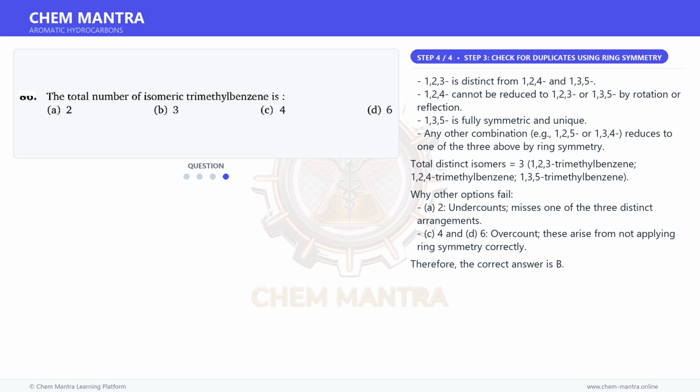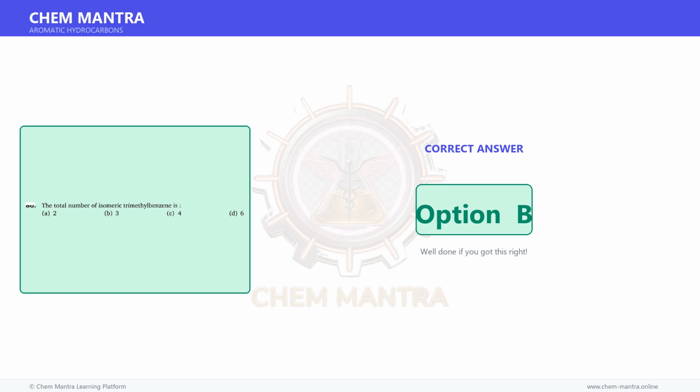Why other options fail? A. 2 undercounts, misses one of the 3 distinct arrangements. C. 4 and D. 6 overcount; these arise from not applying ring symmetry correctly. Therefore, the correct answer is option B.